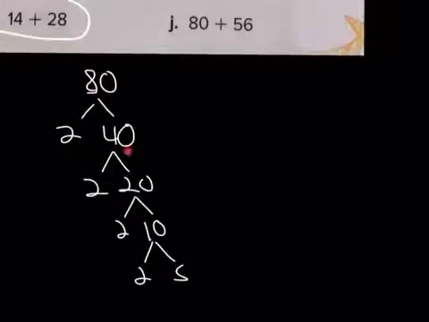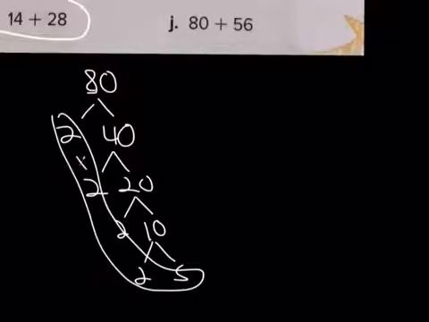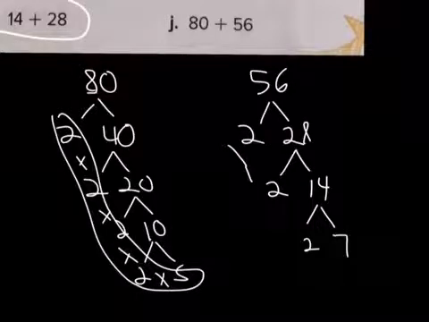So for 80, I have 2 times 40, 2 times 20, 2 times 10, and 2 times 5. And here's my prime factorization: 2 times 2 times 2 times 2 times 5 will give me 80. For 56, 2 times 28 is 56, 2 times 14 is 28, and 2 times 7 is 14. So I have 2 times 2 times 2 times 7.